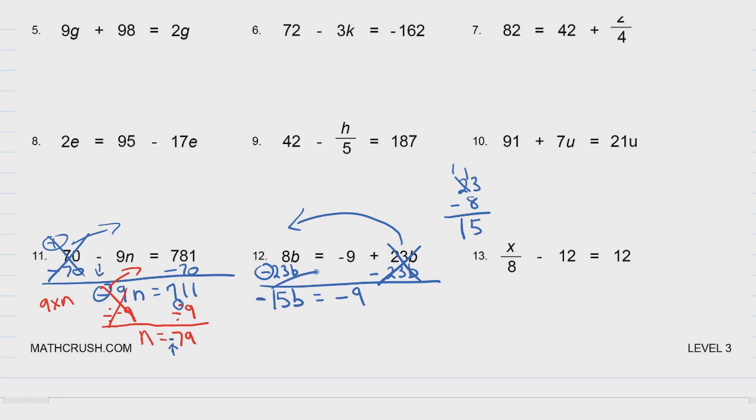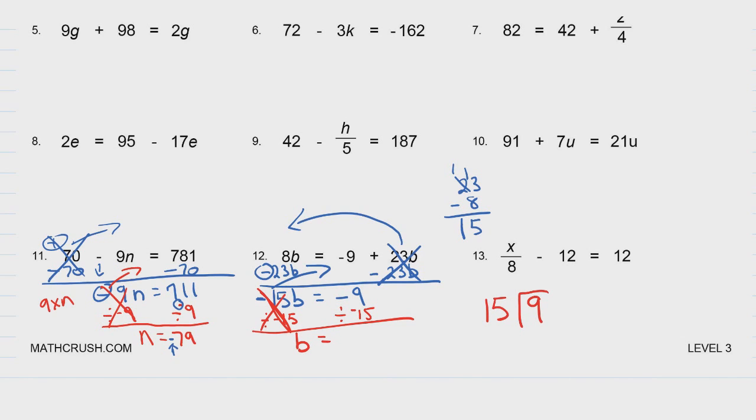So the -15 wants to join the -9 because you want to separate the variables and the numbers. And since this is multiplication, you're going to divide both sides by -15. -15 divided by -15 is 1, and 1 times b is b. And over here you're going to have 9 divided by 15. Very interesting. It's not 15 divided by 9. Don't get confused about that.